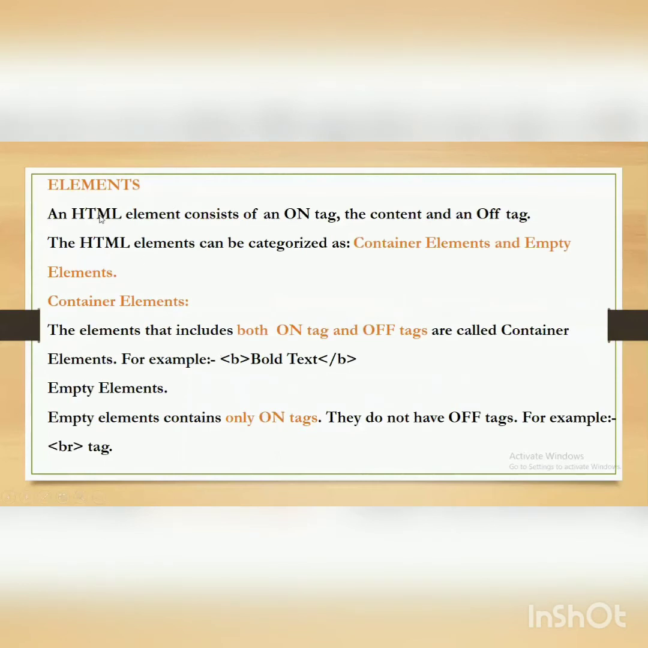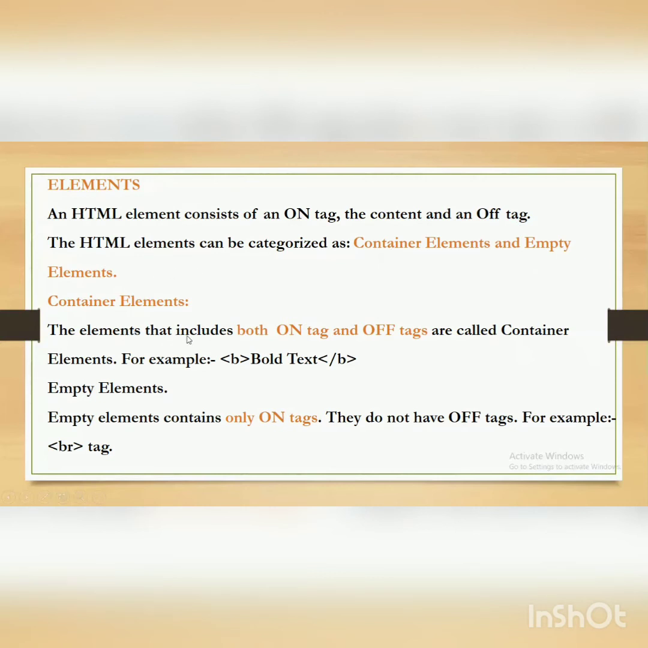Elements. An HTML element consists of an on tag, content, and an off tag. Like we have written P, that is the on tag, then we have written some text, that is the content of the HTML document, and then the off tag. So it is called an element. There are basically two types of elements, container elements and empty elements.